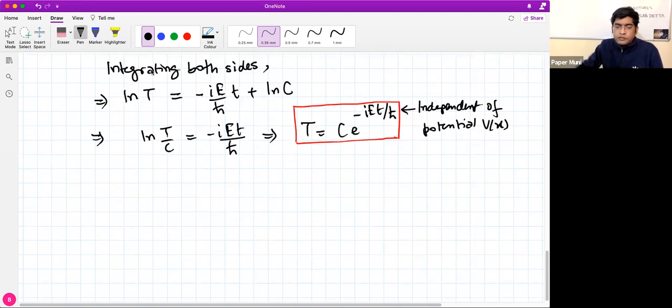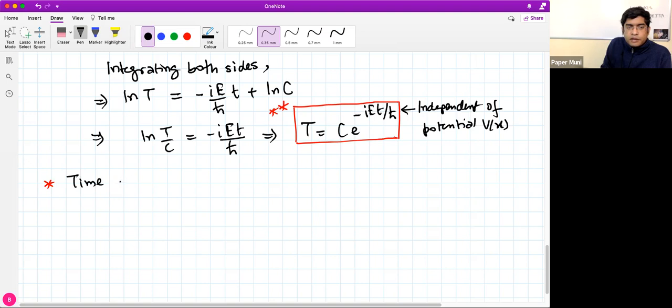Now next, let's see. You should remember the solution to this. It should be remembered by you. Now the next one is the time independent part. So let me write down, this is the time independent part.